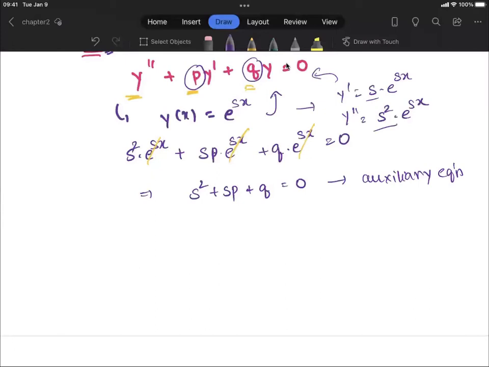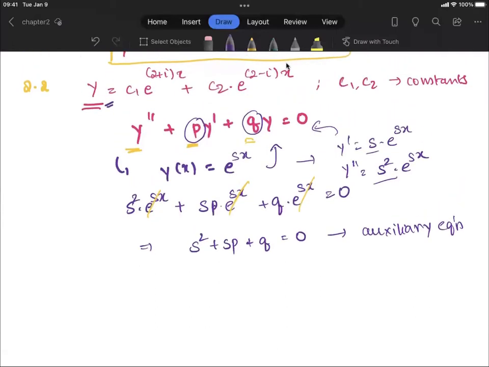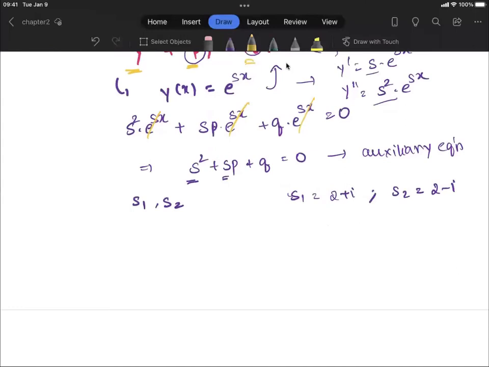auxiliary equation. Now, given that this is a solution, we already know what the two roots are going to be. This is a quadratic equation, right? So if you solve it, you're going to get two roots, s1 and s2. From this solution, we know that s1 is equal to 2 plus i, and s2 is equal to 2 minus i. Now, all we have to do is, using these two roots for s, find out what p and q are.